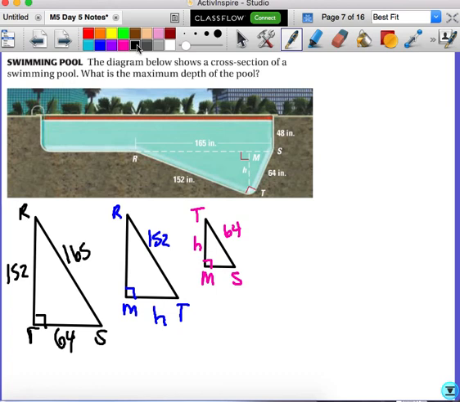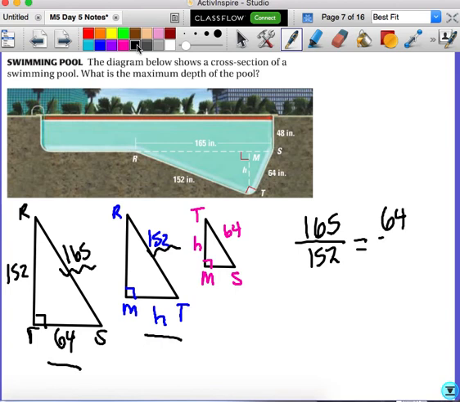Now what's nice about this particular example is we have one triangle where we know all of the given information. So I can use that original largest triangle and the fact that it's similar to the other two to solve for h. So for example, I could say 165 over 152 should equal 64 over h. I could have also said 165 over 64 would equal 152 over h, and that would work as well. As long as you set up your proportion correctly, you should still end up with the same answer.